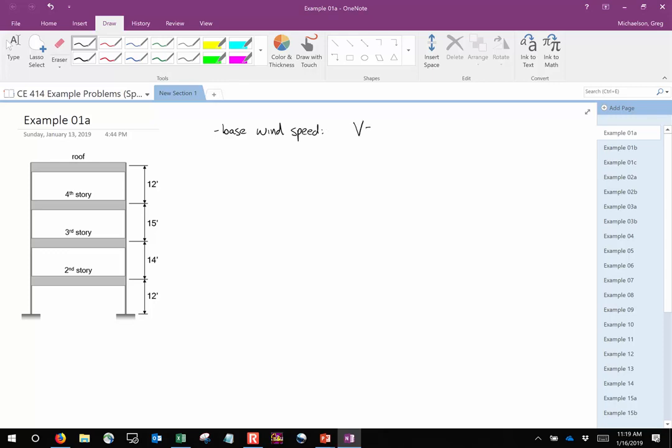So we have a V which was 106 miles per hour, and that's risk category 2. Okay. Now, remind me, what's our exposure category for this problem? Exposure category, nope, category, not category.